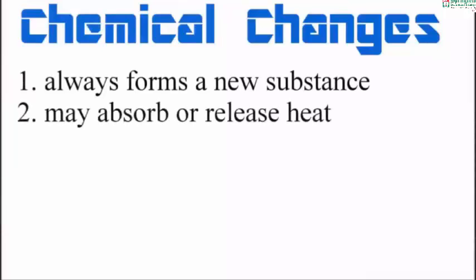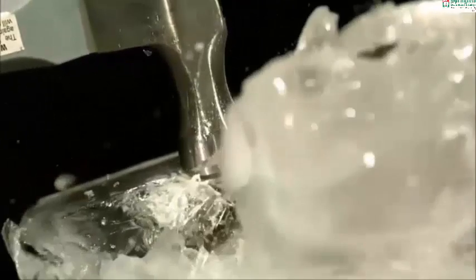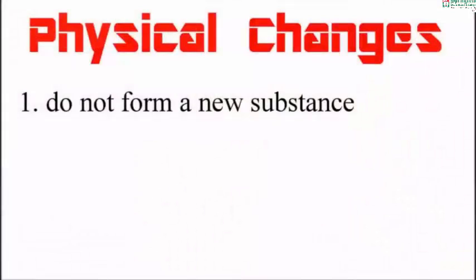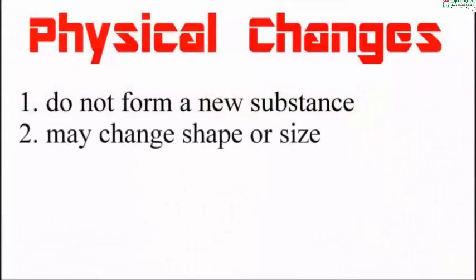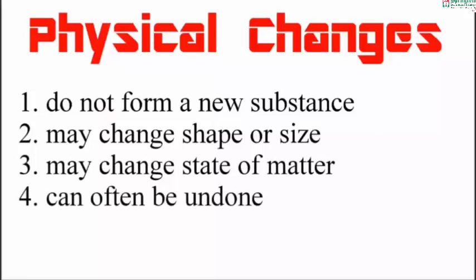They may absorb or release heat. Chemical changes usually cannot be undone. Physical changes do not form a new substance. A physical change may change the shape or size of an object. It may change the state of a substance's matter. Many physical changes can be undone in some way.